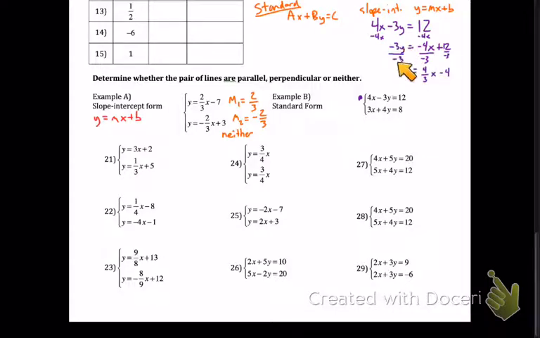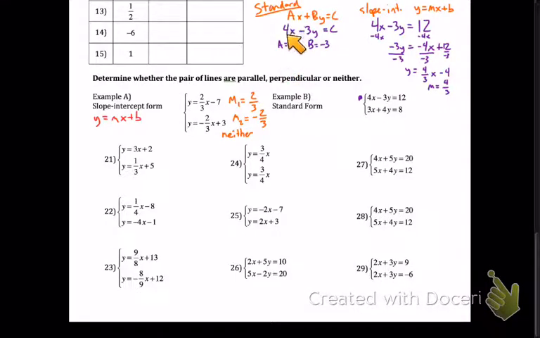I got -3 over -3 becomes y. -4 divided by -3 becomes positive 4/3 x, that's your slope, and 12 over -3 is -4. This is the slope-intercept form of this equation. So my slope there is 4/3. I can do the same thing for 3x plus 4y. Oh, let me back up here. Here's a simpler way.